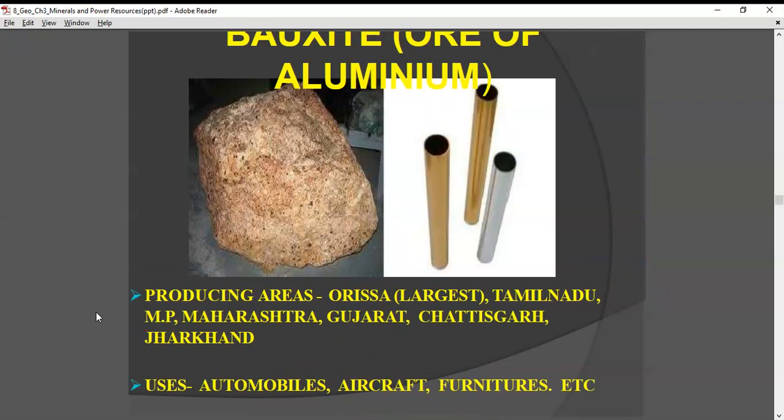Coming to aluminium producing areas, we have Odisha, one of the largest producing areas for aluminium, Tamil Nadu, Madhya Pradesh, Maharashtra, Gujarat, Chhattisgarh, and Jharkhand. These are the places where aluminium ore is found. And its uses, of course, we know it is largely used in the automobile industry, in aircraft, and also for making furniture. Many of your window frames and all that are made from aluminium.